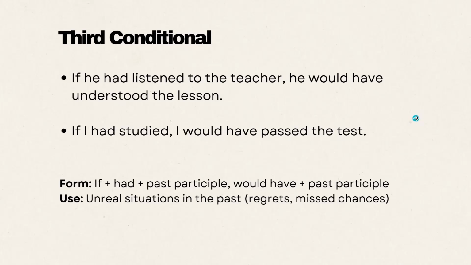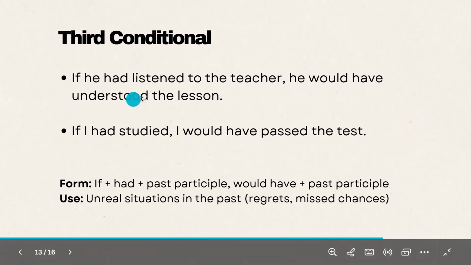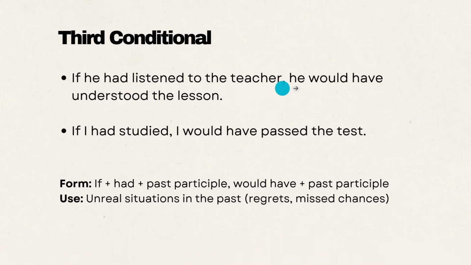So here we have some examples. If he had listened to the teacher, he would have understood the lesson. The condition is if he had listened to the teacher. So that's had plus the past participle of listen. The result is he would have understood the lesson. That's would have plus the past participle of understand.